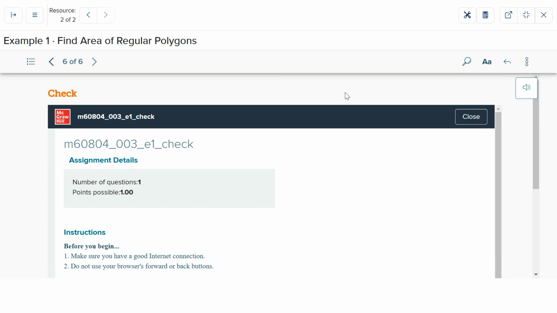I would like you to complete the apply and the check that goes with this, in addition to the check at the end of example 1 here. So do the check for example 1, then the apply, and then the check for that as well. And that's the end of lesson 8-4.